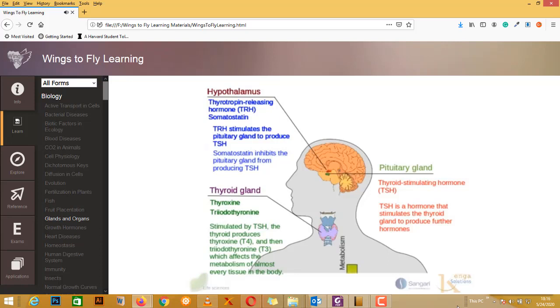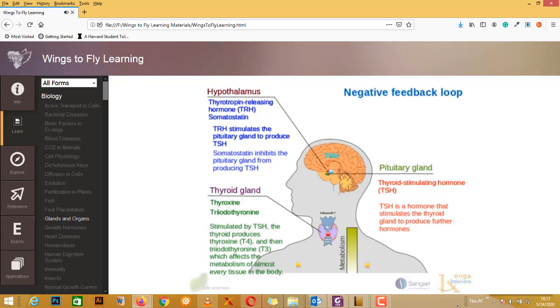Let's make a little animation to illustrate this. Take note of our little bar graph down here at the bottom, indicating the rate of metabolism in an imagined tissue. The higher the bar, the higher the metabolism. So the hypothalamus releases TRH, which then acts on the pituitary gland, causing the production of TSH, which in turn stimulates the thyroid to produce T4 and T3. This affects the metabolism of almost every tissue in the body, and as you can see, our little graph has increased.